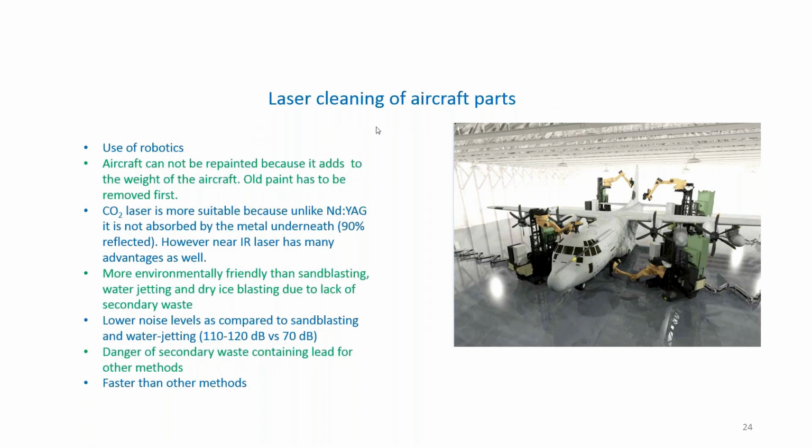So one question that arises is why can't one paint over the existing paint? If the paint has been degraded in quality, why can't you just paint on top of that? The answer is that you add additional weight to the aircraft, which is not desirable. So the old paint has to be removed. Usually before, they used chemical methods or sandblasting, and then the new layer has to be put on.